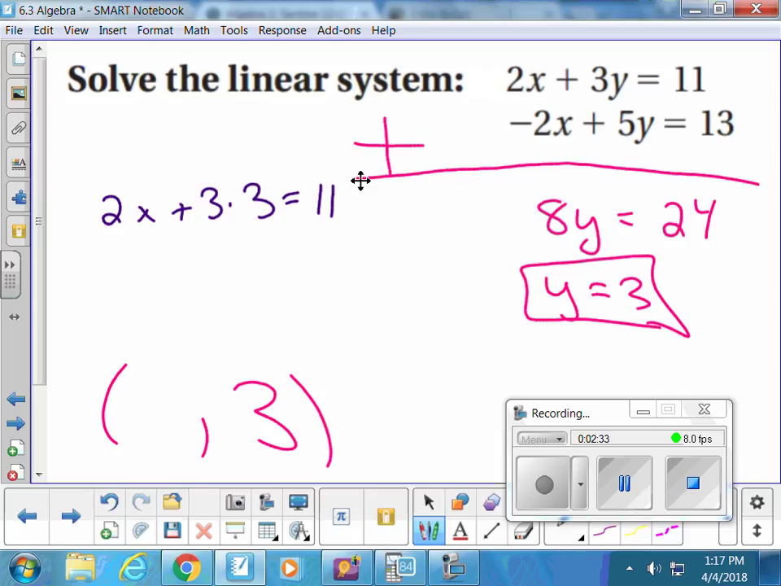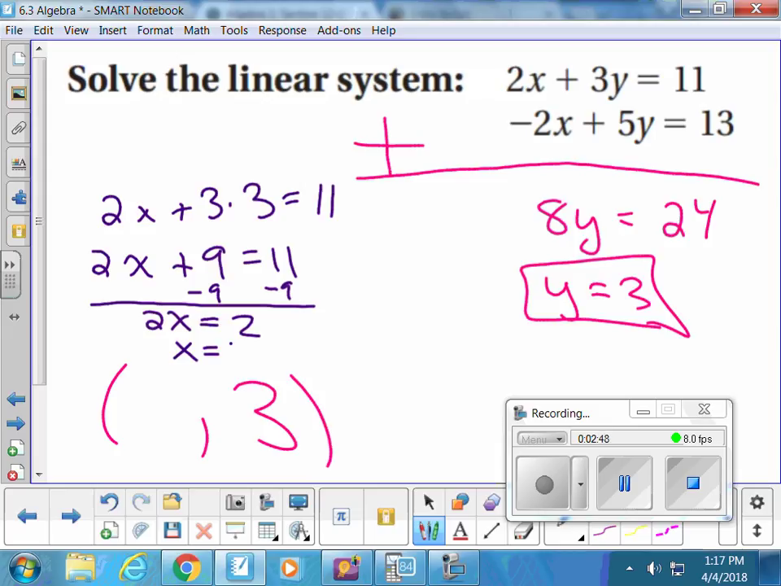And then we're solving it for the x then. So 3 times 3 is 9. I can subtract my 9 over to the other side and get 2. And divide both sides by 2 and get 1. There you have it.